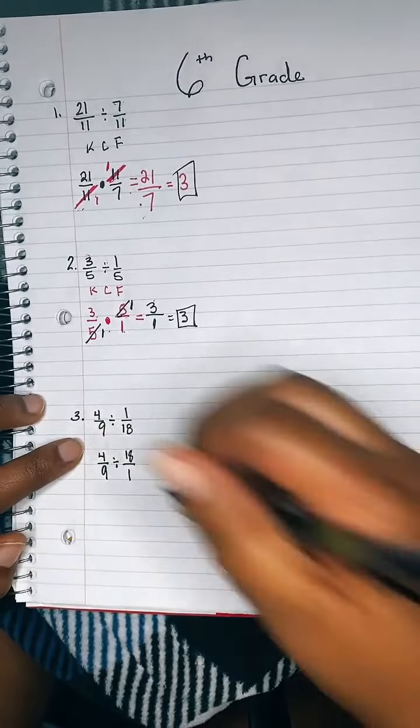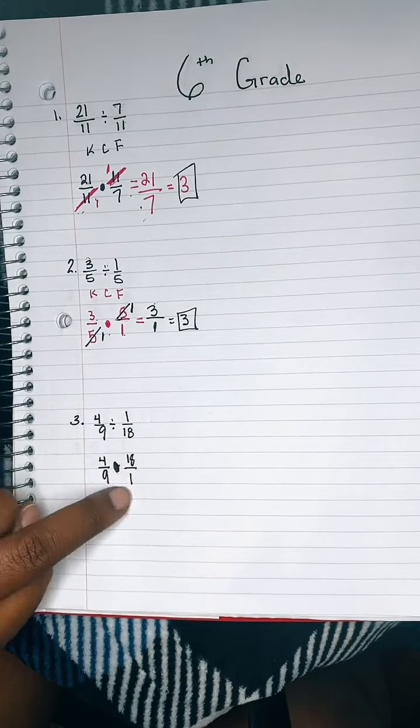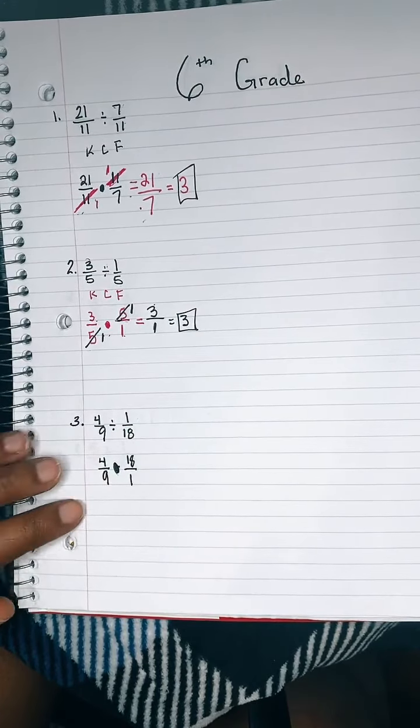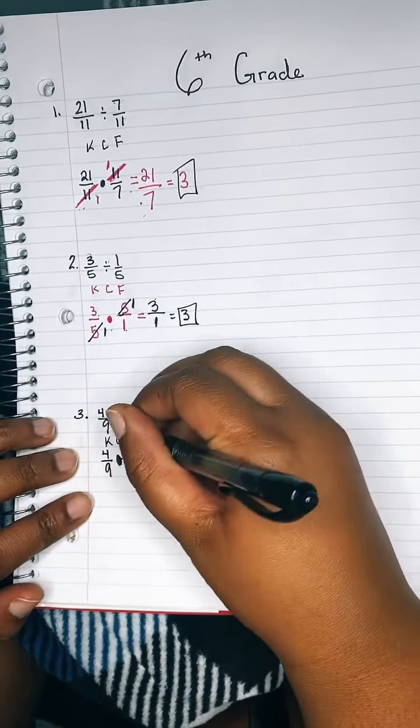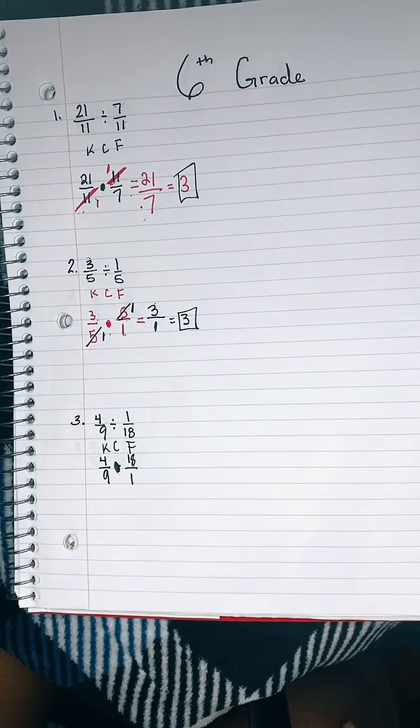So if you do this, let's change this to multiplying. We flip this to 18 over 1, and then we keep this. So keep, change, flip. And then what can I cancel out?